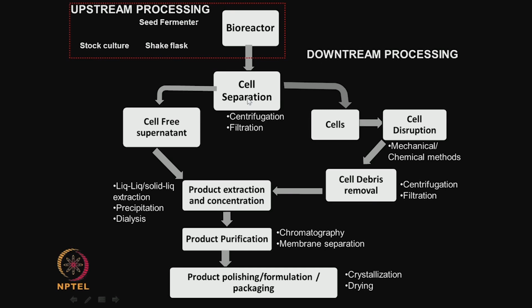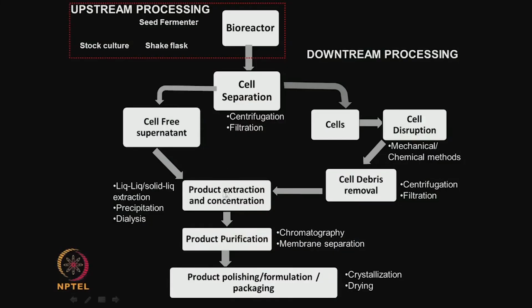If you are interested in the extracellular products, what do you do? You filter the cells and throw them out. So, you take the cell-free supernatant and then go into product recovery. So, these are the two ways by which the downstream differs. If it is an intracellular product, you are interested in the cells, not in the liquid. If it is an extracellular product, you are interested in the liquid side of it and not the cells.